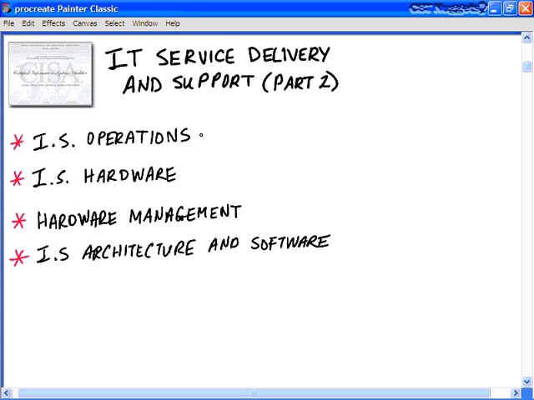In Part 2, we're going to conquer 4 key knowledge areas. We're going to look at information systems operation, information systems hardware, we'll talk about hardware management, and then we'll finish up looking at IS architecture and software.